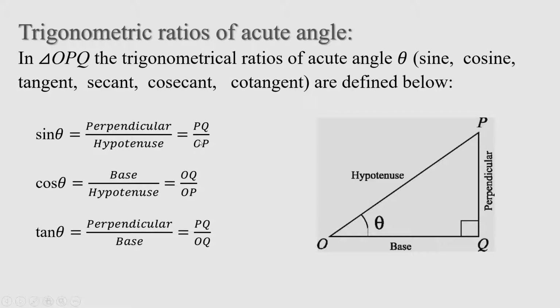Look carefully, here the denominator is OP and OP is the hypotenuse, and we know hypotenuse is the greatest side of the triangle. So this ratio does not exceed 1 because OP is the greatest side of the triangle. Here also the denominator is OP, so the value of cos also does not exceed 1. So from these two ratios you can say that the range of sine and cos does not exceed 1.